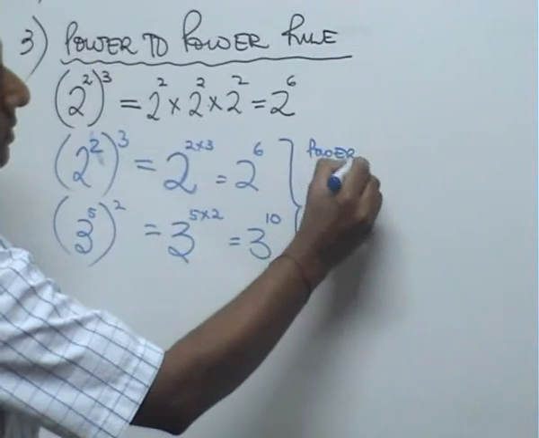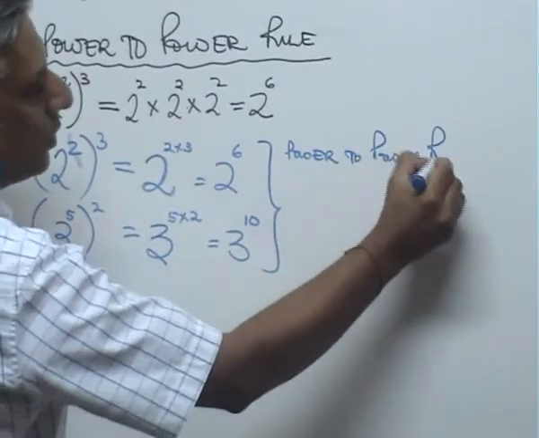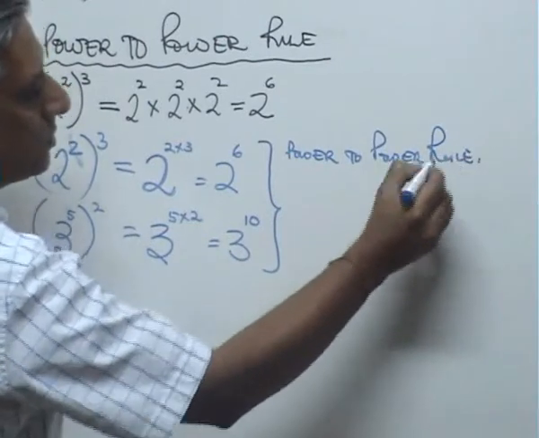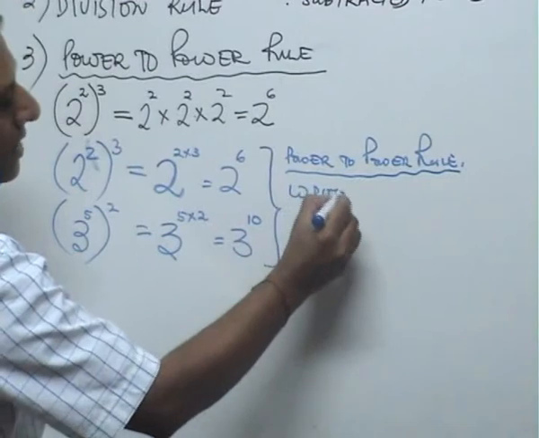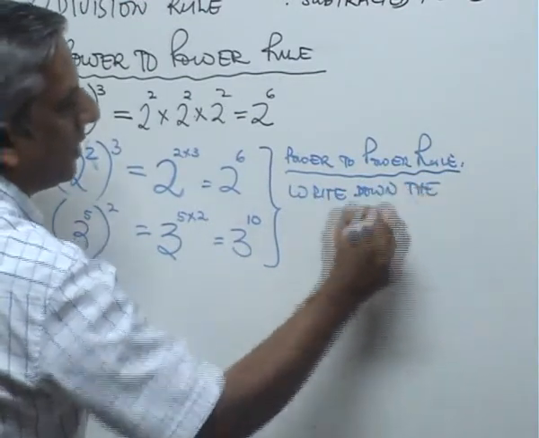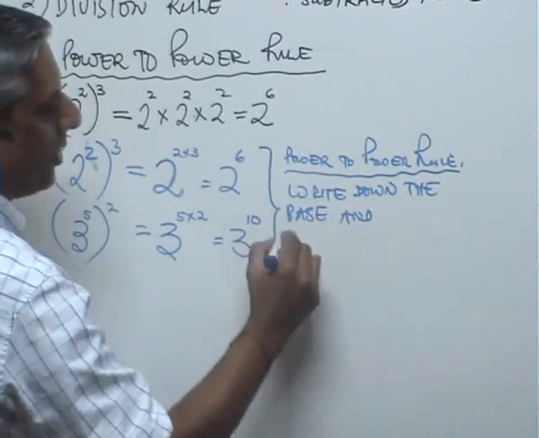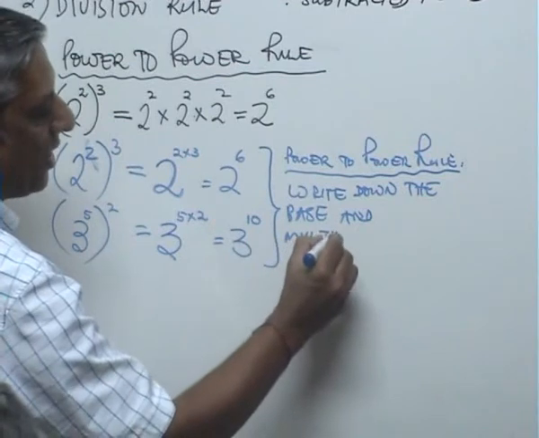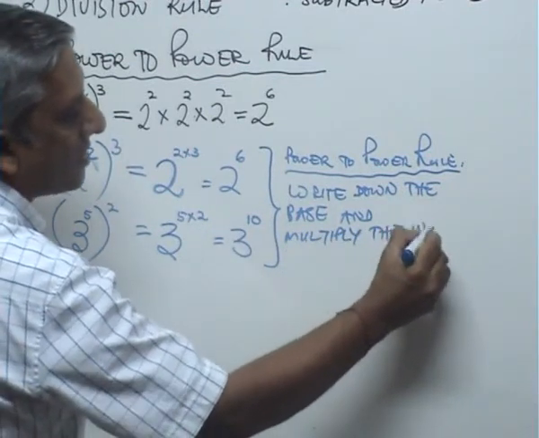So what does the power to power rule say? Power to power rule: write down the base and multiply the indices.